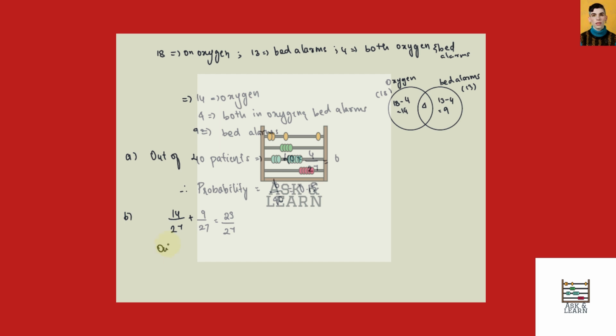So out of 40 patients, 23 by 27 part should be on either oxygen or bed alarm. So it will be 23 by 27 into 40. Simplifying this, we get this value approximately equal to 34. So therefore its probability will be 34 by 40. Simplifying this, we get this value as 0.85.